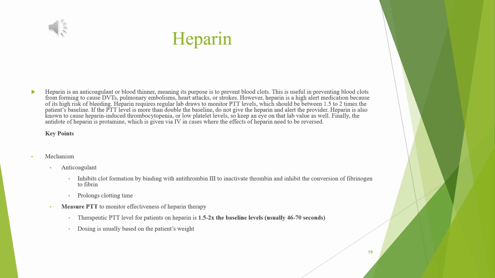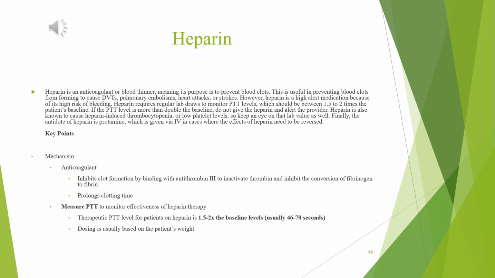Heparin is another anticoagulant that you are probably familiar with, and its purpose is to prevent blood clots. And of course, again, we use this in DVTs or PEs or heart attacks or strokes, but it is a high alert medication because of its high risk of bleeding. So for heparin, we need to monitor PTT levels.